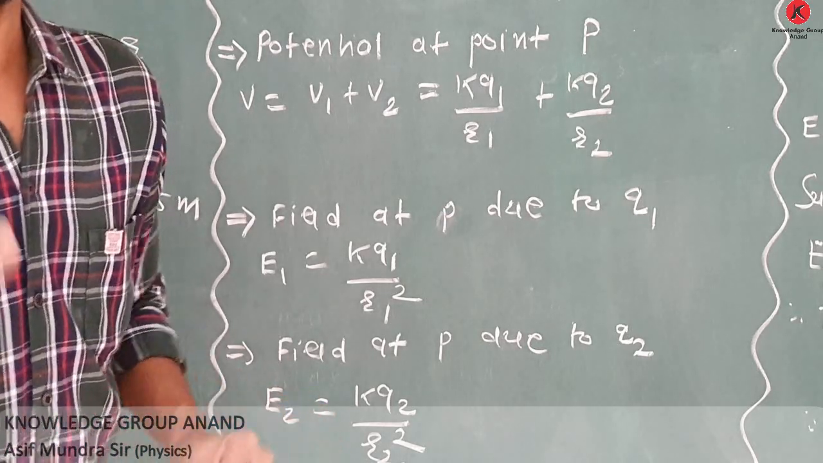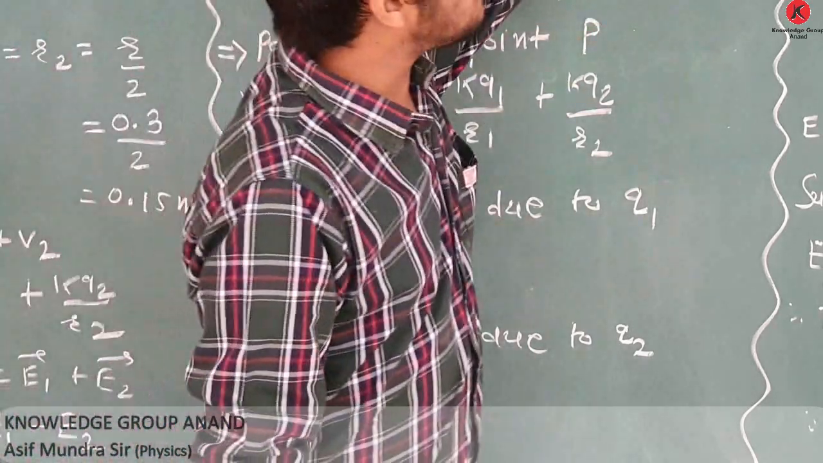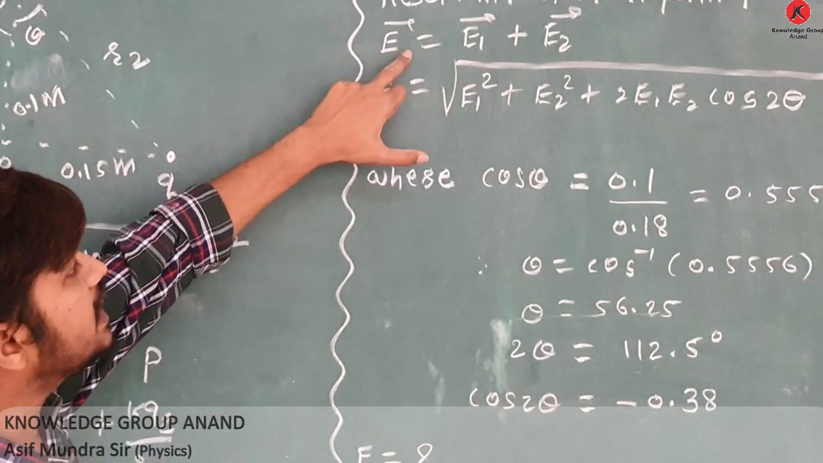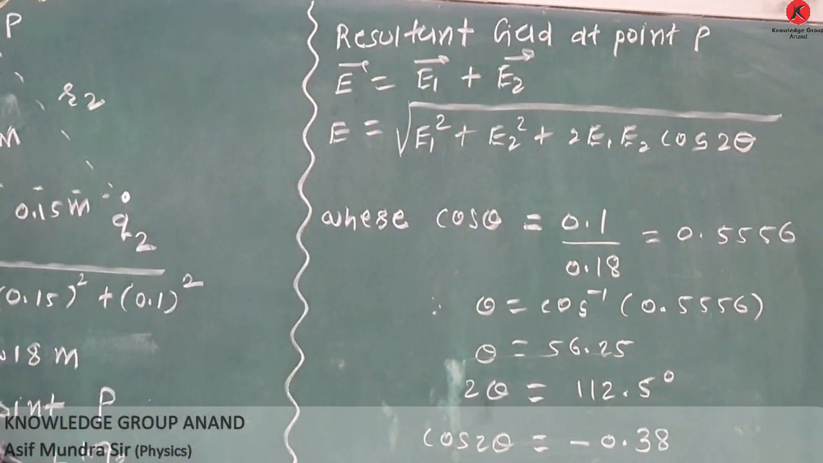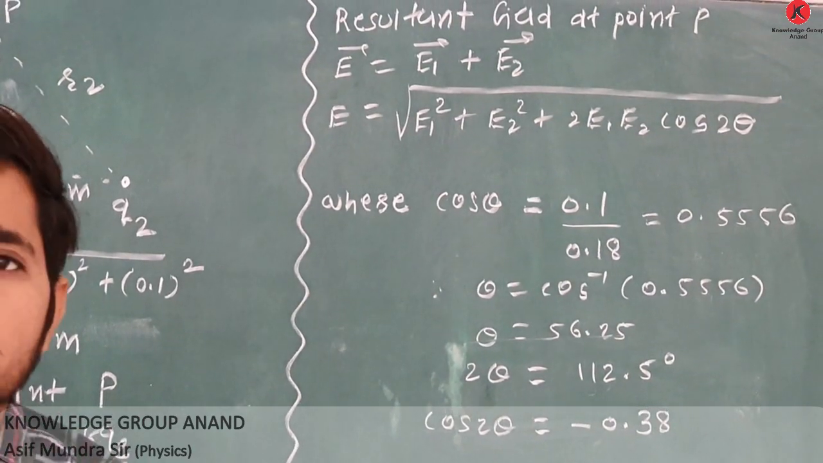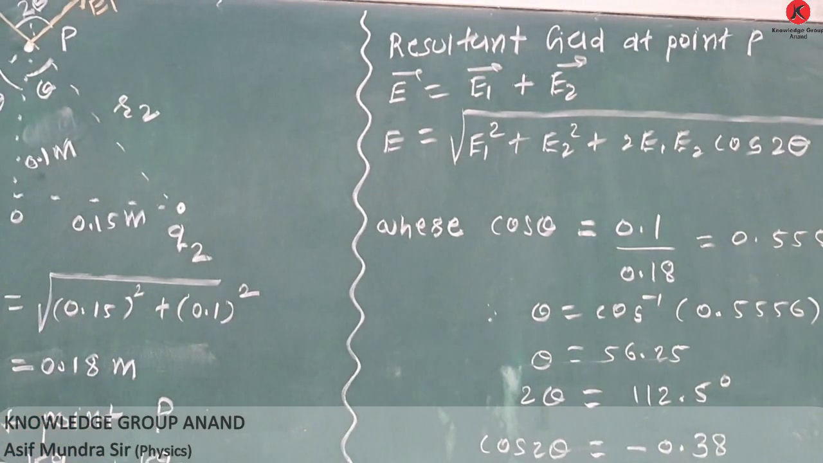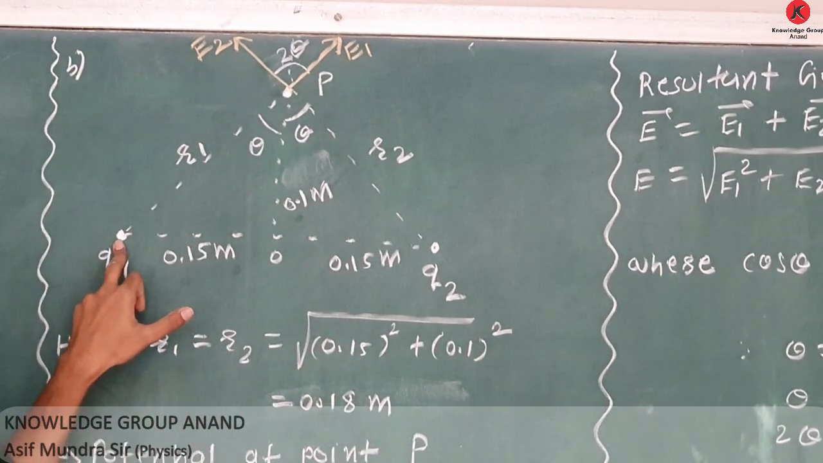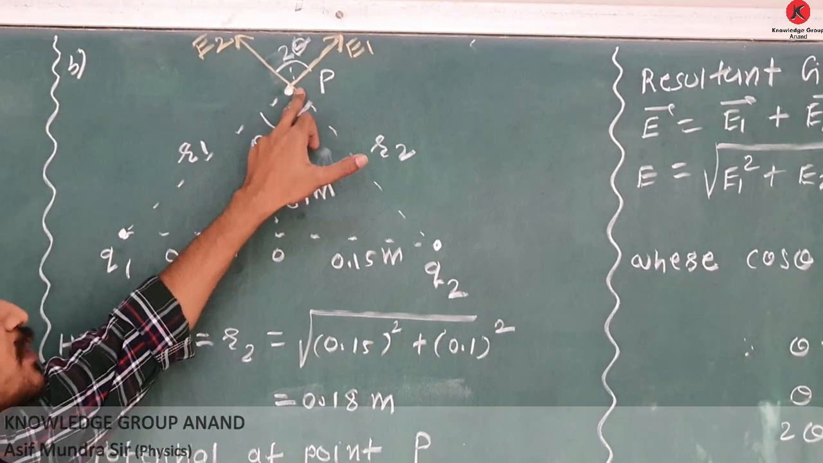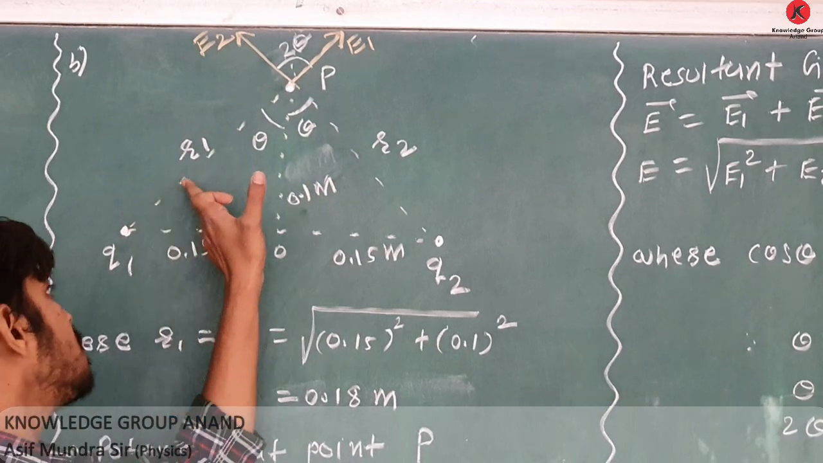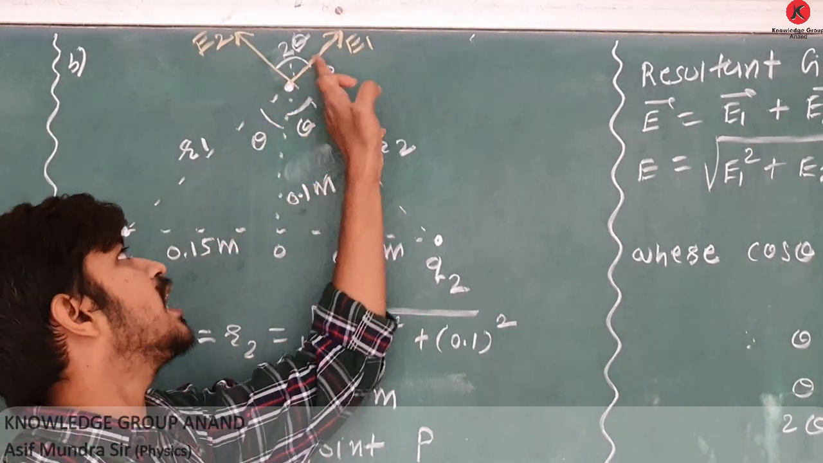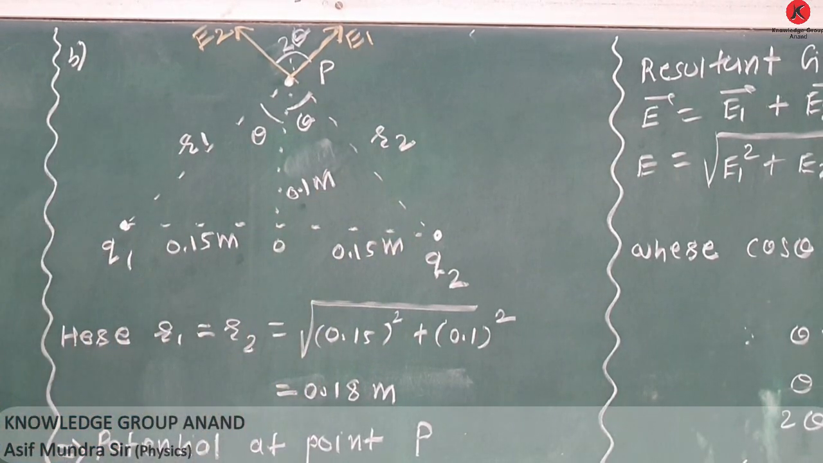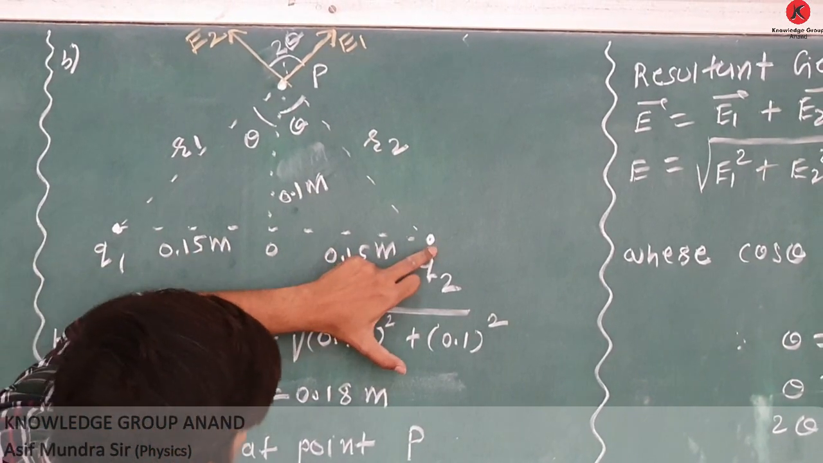Now as electric field is vector quantity, first of all write that vector relation. The resultant field at point P, E is equal to E1 plus E2. Now we have to check its direction. See here in figure, due to this Q1 charge, electric field at point P is on the line joining two charges, outside. So it is direction of E1.